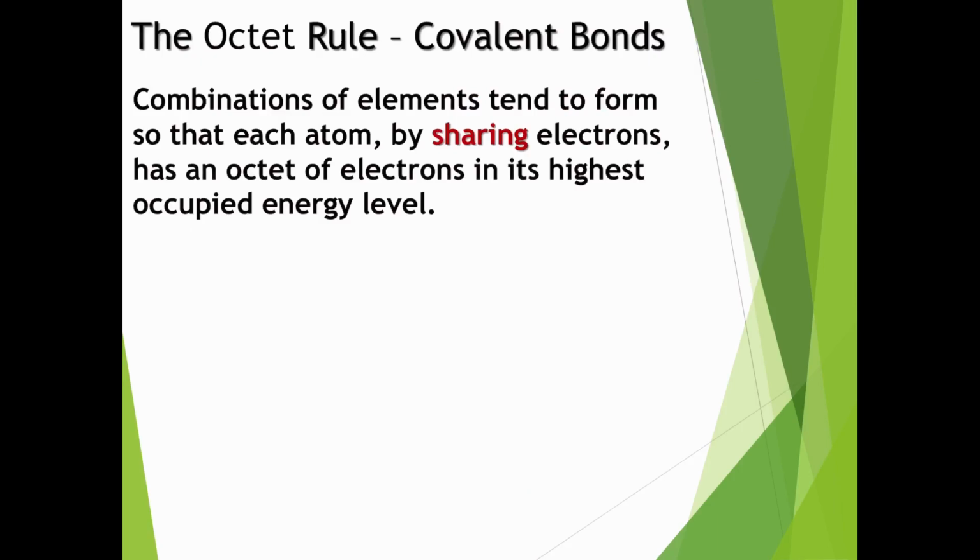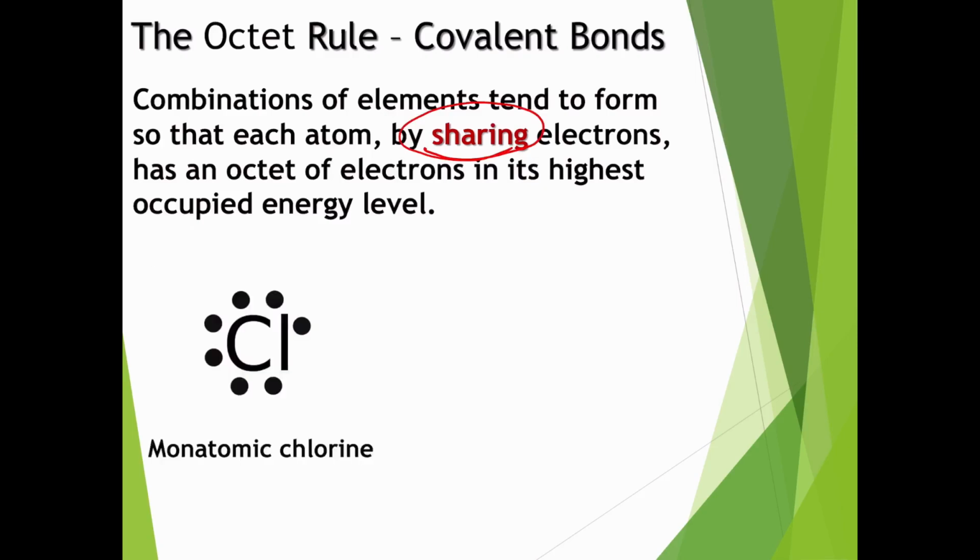So, the octet rule. Combinations of elements tend to form so that each atom, by sharing electrons, has an octet of electrons in its highest occupied energy level. So we're all trying to get to 8. This is monatomic chlorine, just chlorine floating around by itself, which we know doesn't happen, right? We remember Hofbrinkel, and we remember that chlorine is a diatomic.